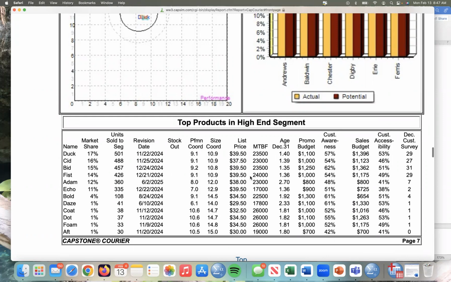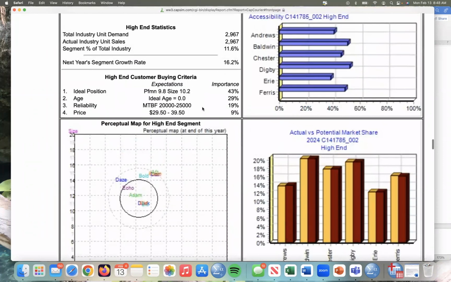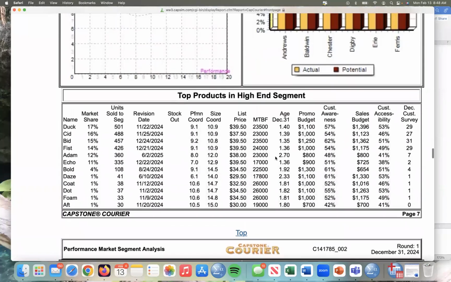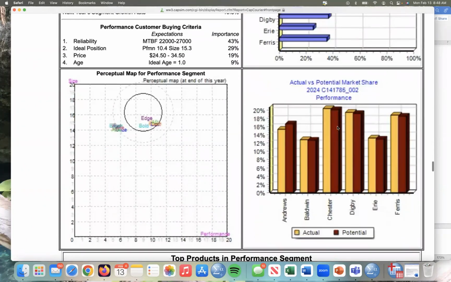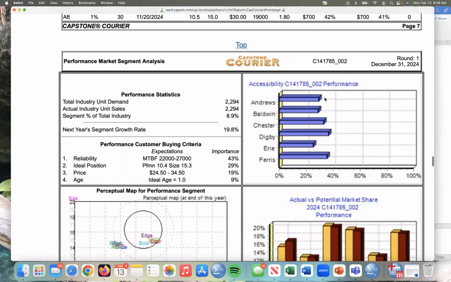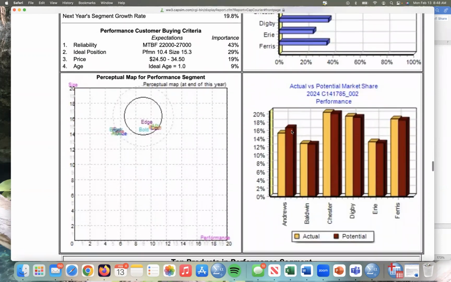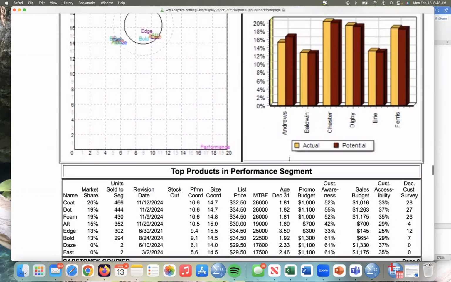So we want to look at what we can do with Atom, maybe raise the MTBF a bit. We have some wiggle room on the price, reduce the perceived age. The perceived age is very important here. You can see the ideal age is 0, meaning if you're in this high-end market, you need to innovate every year. Maybe spend a little bit more on our promotion and sales budget too, so we can be more competitive in that area.